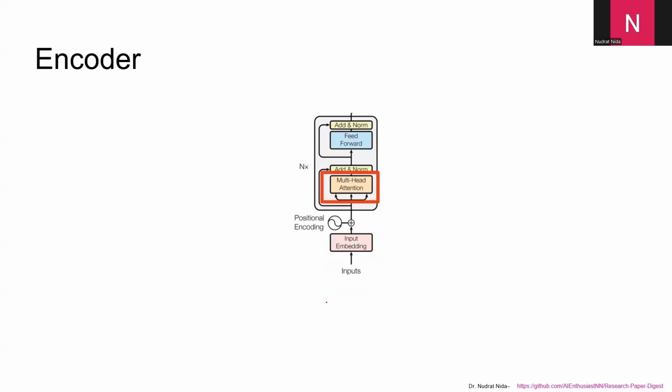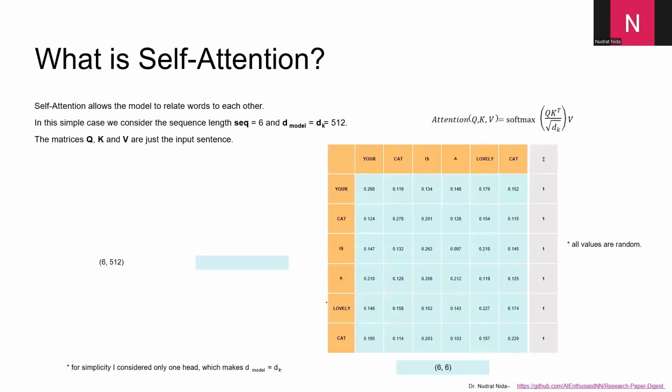In the encoder, we will first discuss single head attention, and later on we will discuss multi-head attention. So we will talk about self-attention. Self-attention allows the model to relate the words to each other. Its purpose is to find the relation between the words. In a simple case, we can discuss a sequence length of 6. So this is the sequence length. This is the notation we are going to use.